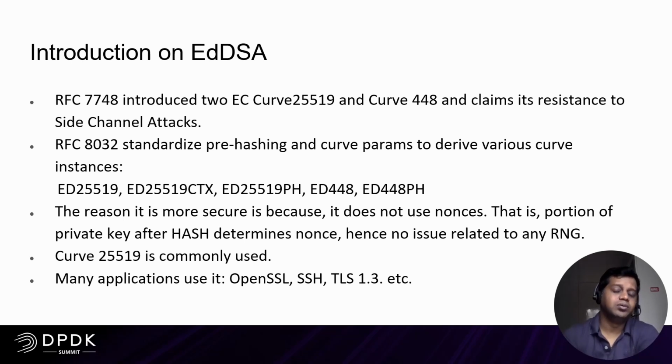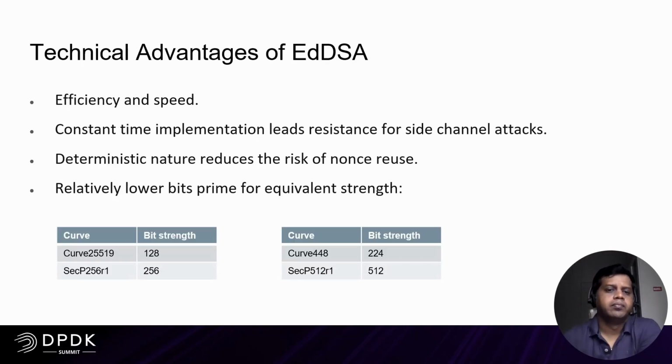Edwards curve 25519 is widely used and there are many applications supporting it. For example, OpenSSL, SSH, TLS 1.3, etc. support them. EdDSA offers several technical advantages over other algorithms like RSA and ECDSA. Here are its key benefits.